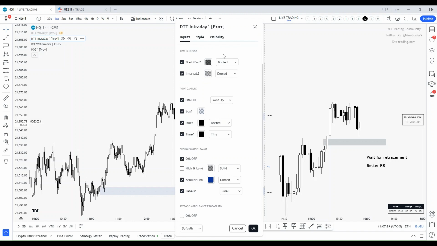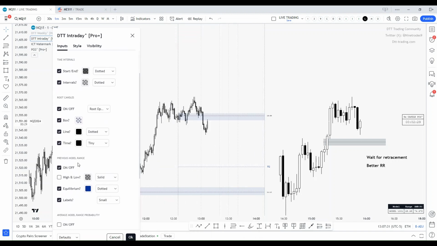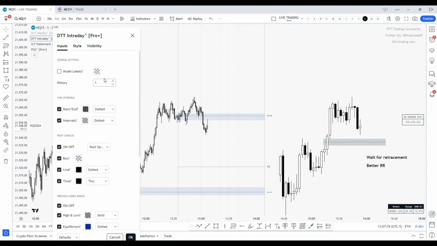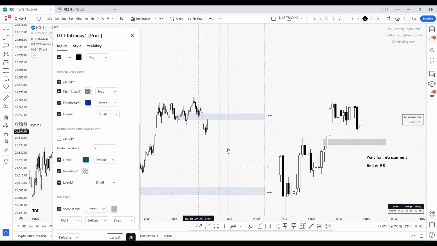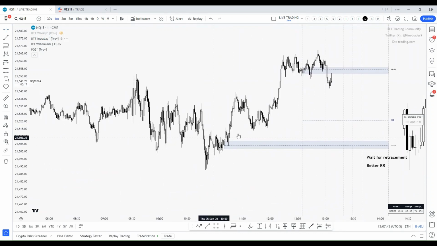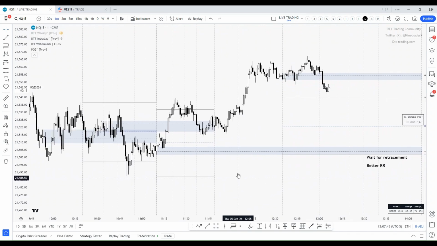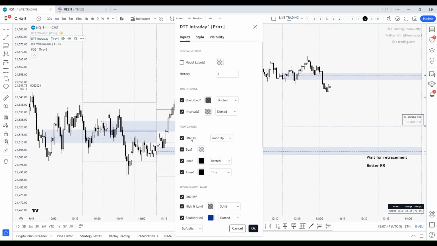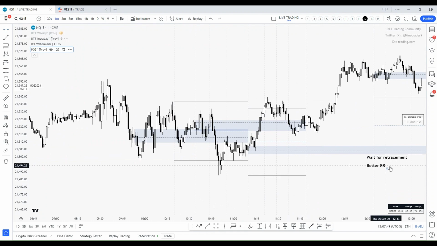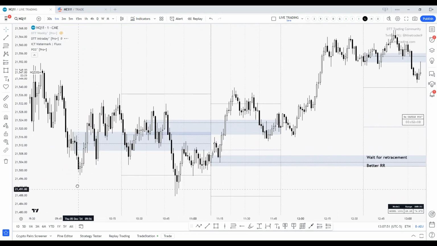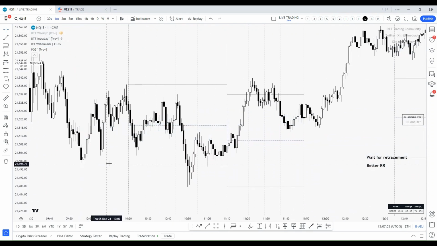Next, we can look at the previous model range. This is best for consolidation periods. Whenever you see consolidations, turn this on right here. I highly recommend it. Let me show you what I mean. If we go back to the consolidation areas here, let me turn off root candles so you can get a clear picture. When you start to see price consolidate quite frequently, turn that setting on.